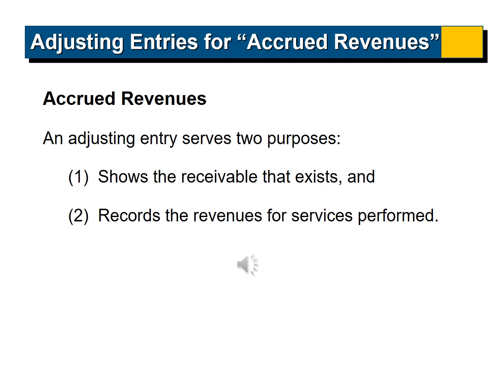The accrued revenues serve two purposes. The first one is to record the receivable from the customer, and it shows on the balance sheet under the current assets. And then the second purpose is to record the revenues that have been earned before the payment is received.